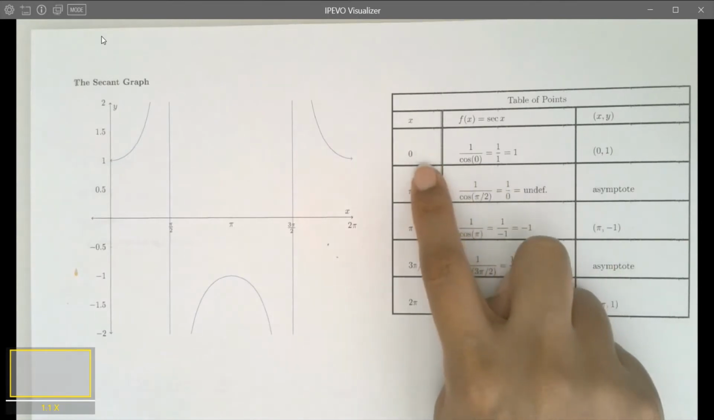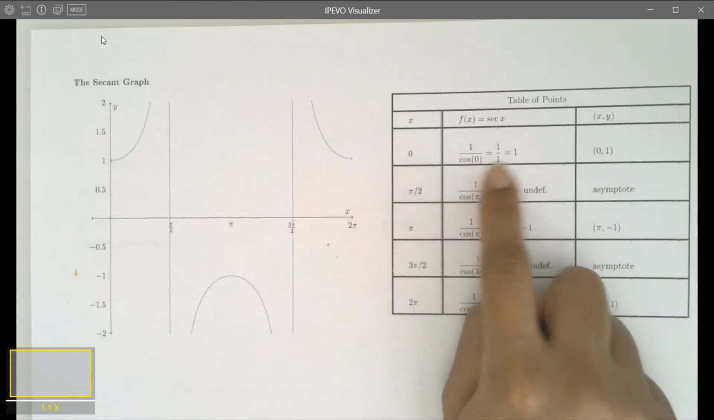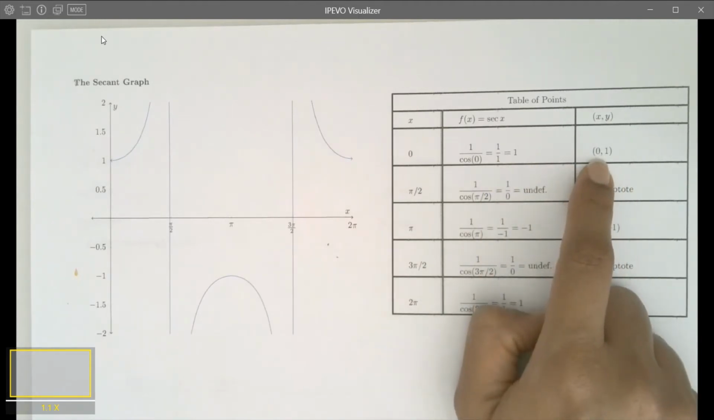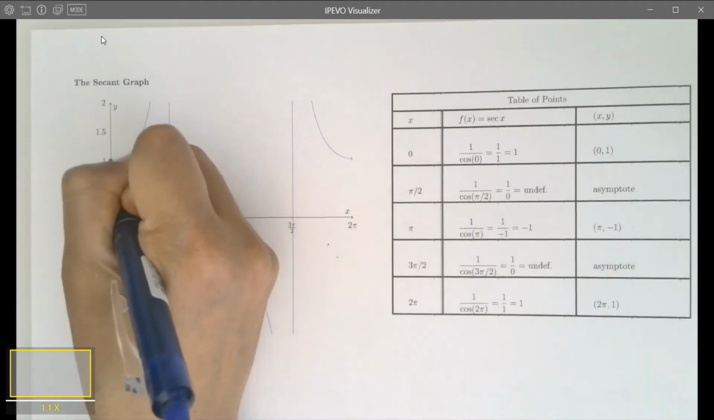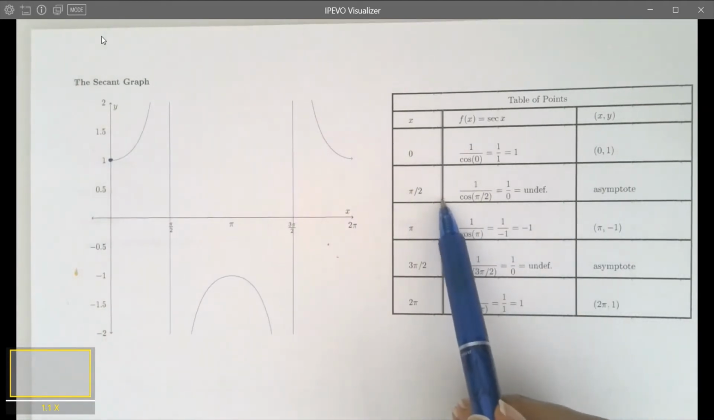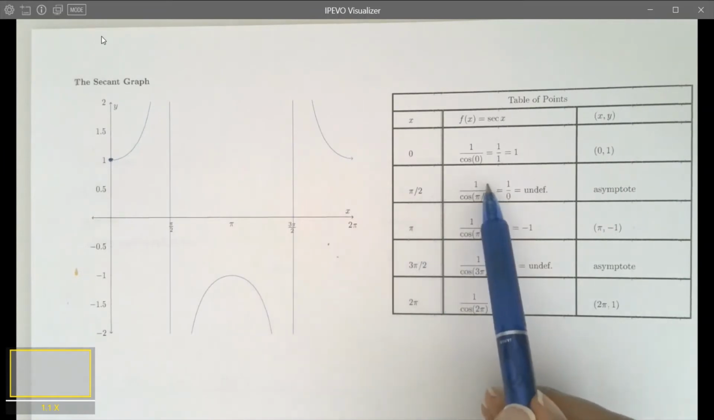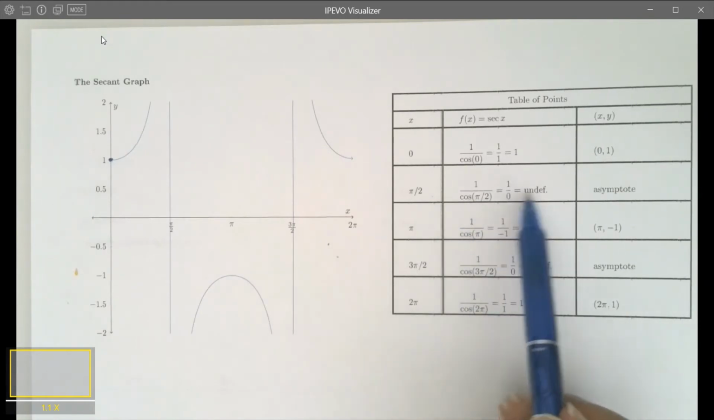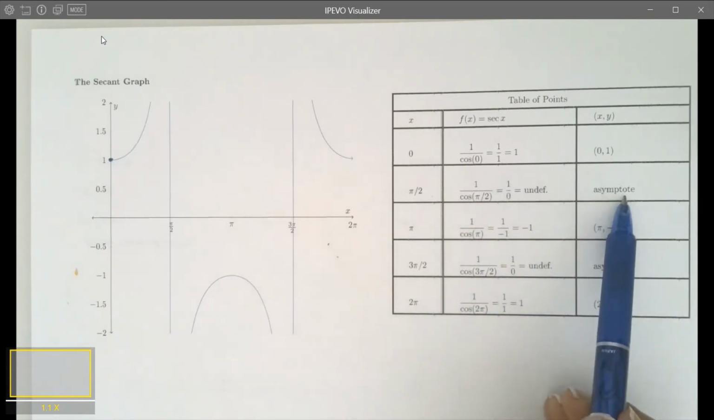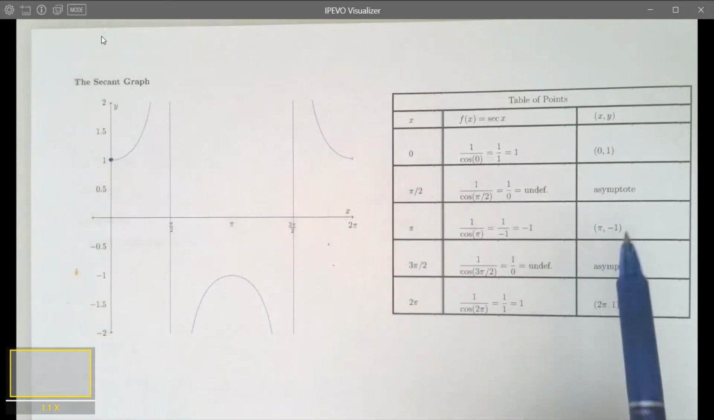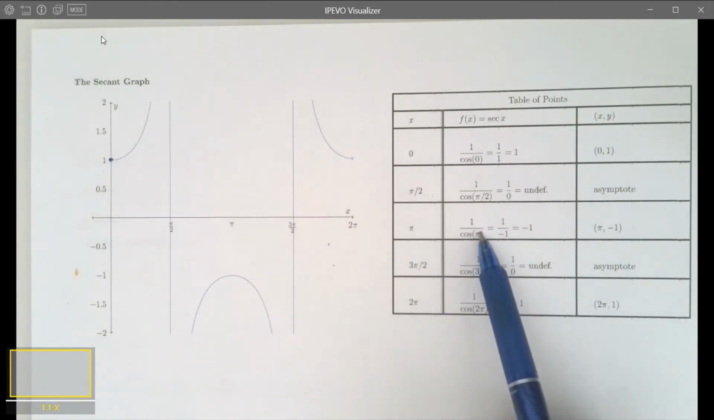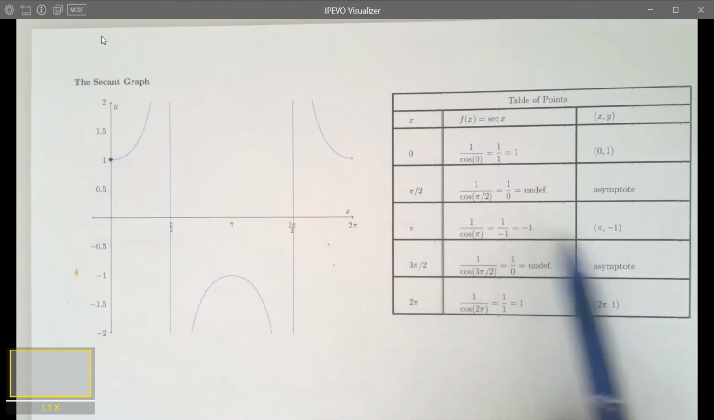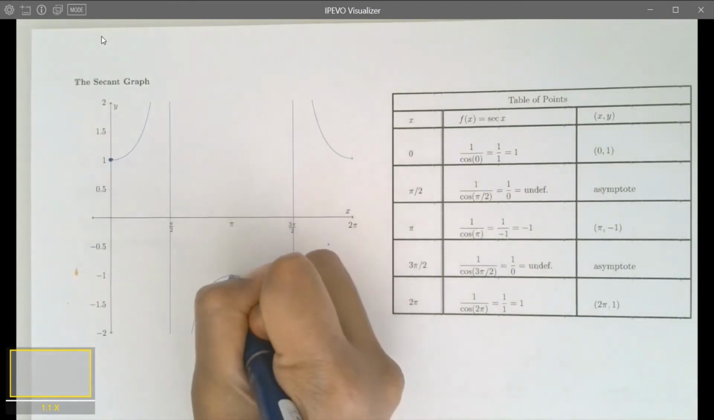So for 0, we get 1 over cosine 0, which is 1 over 1, giving us 1, which means we have to plot the point 0, 1, and that would be this point here. The next point they consider is pi over 2. 1 over cosine pi over 2 would be 1 over 0, because cosine pi over 2 is 0. Which is going to give us undefined, and that gives us an asymptote. Then at pi, we have 1 over cosine pi, which is 1 over negative 1, and that simplifies to simply negative 1. So the point pi comma negative 1 would be here.